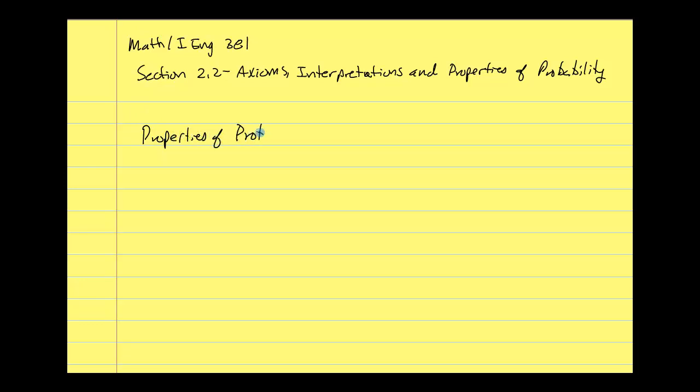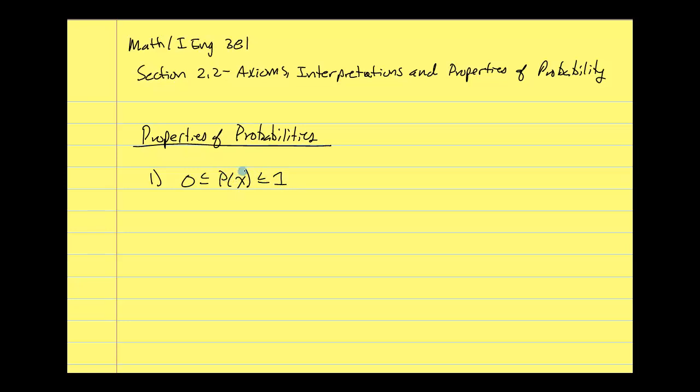Now when we talk about these basic properties of probabilities, these properties will be true for the rest of the semester. Everything that we do in this text, we're assuming that these probabilities are going to follow along with these properties. So the first thing we want to talk about is the fact that every probability has to be between 0 and 1 inclusive.